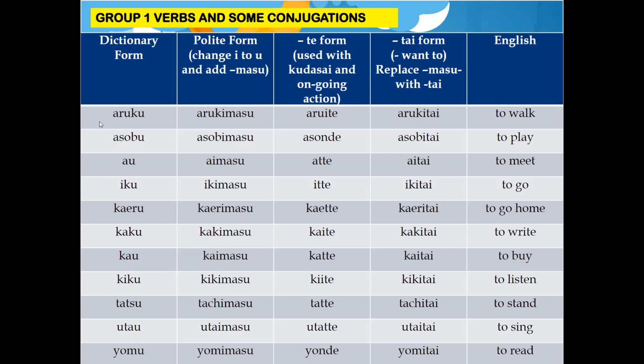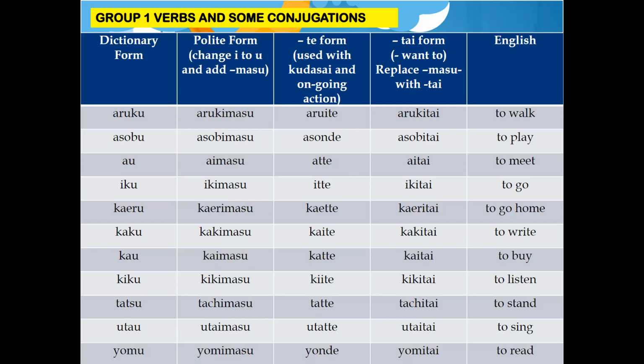Aruku, which is to walk, becomes arukimasu. So, for group 1, since these are the U-verbs, what you need to do is change the last U of the verb to the I vowel. So aruku becomes aruki and add masu: arukimasu. Asobu, asobimasu. Au, aimasu. Iku, ikimasu. Kaeru, kaerimasu. Kaku, kakimasu. Kau, kaimasu. Kiku, kikimasu. Tatsu, tachimasu. Utau, utaimasu. Yomu, yomimasu.